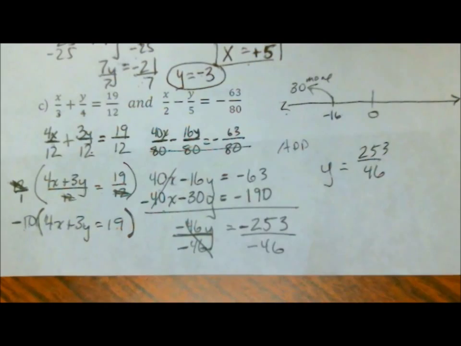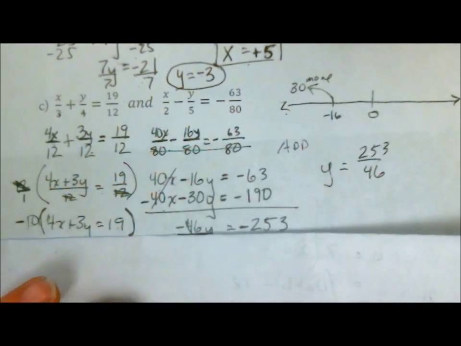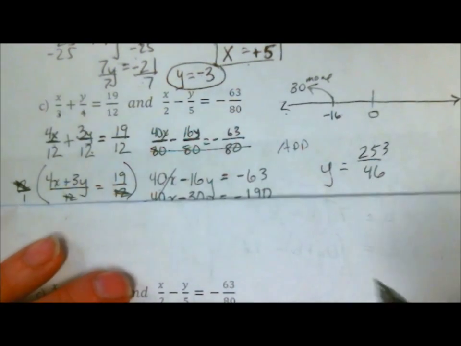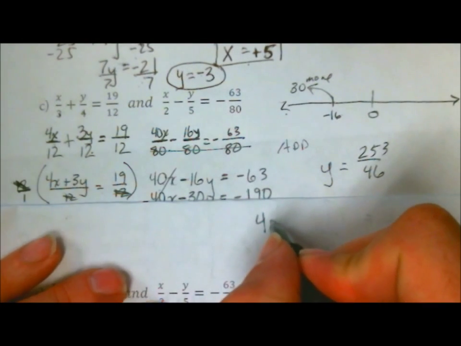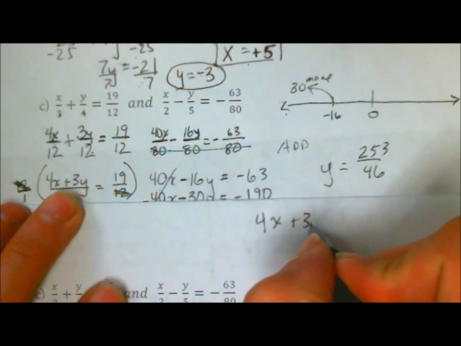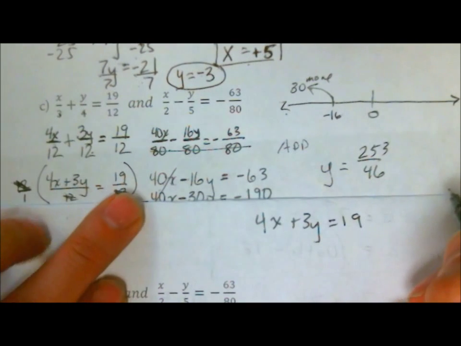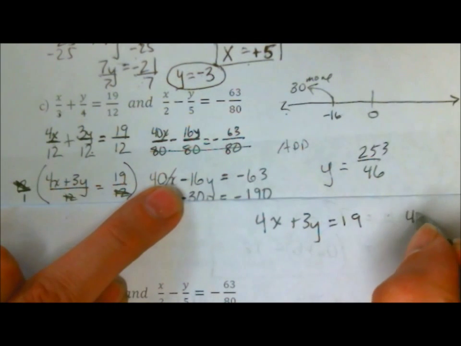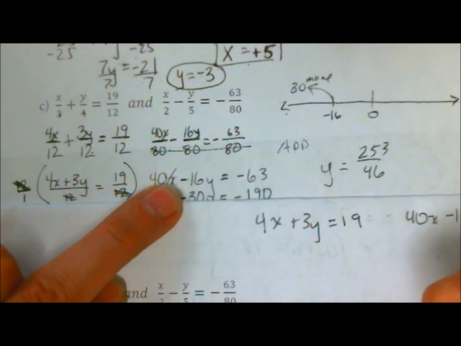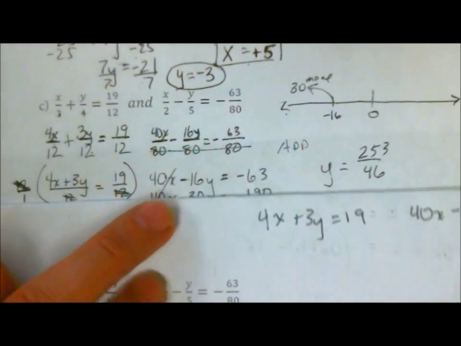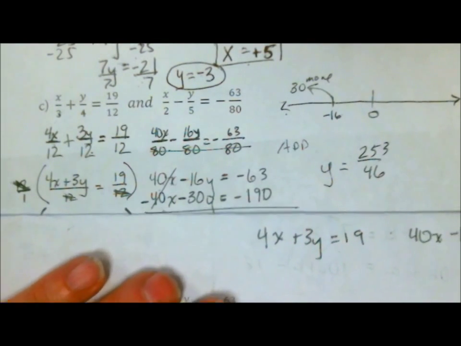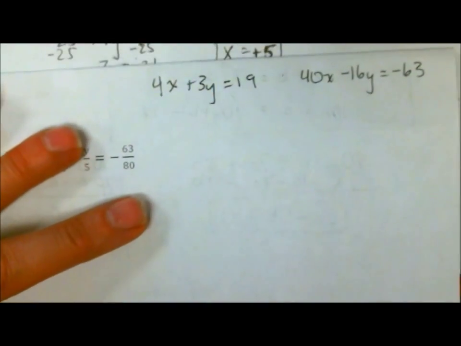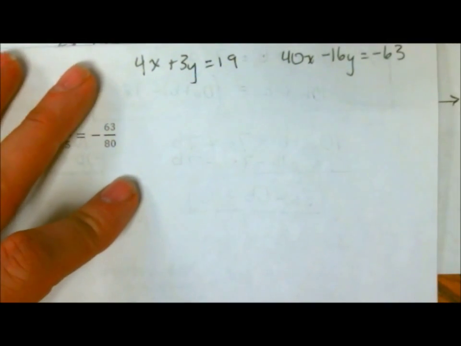Only this time, let's eliminate the y values. Here we go. We have 4x plus 3y equals 19. And we have 40x minus 16y equals negative 63. That still looks confusing and frustrating, right? Well, let's look at it.